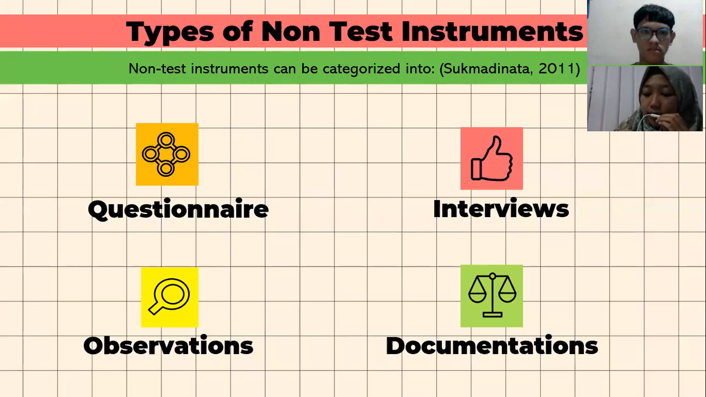Next, the types of non-test instrument. Non-test instruments can be categorized into four categories: questionnaire, interviews, observations, and documentation.